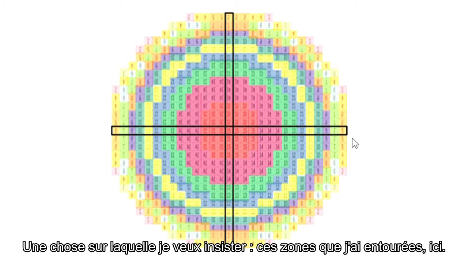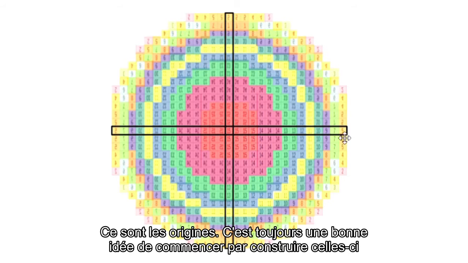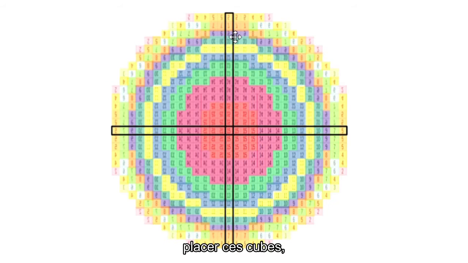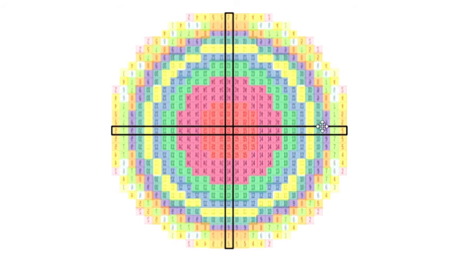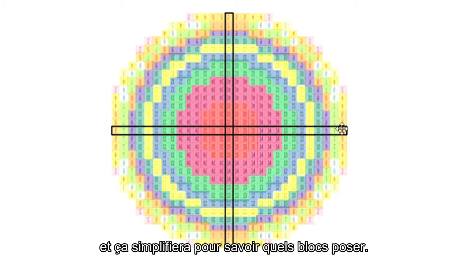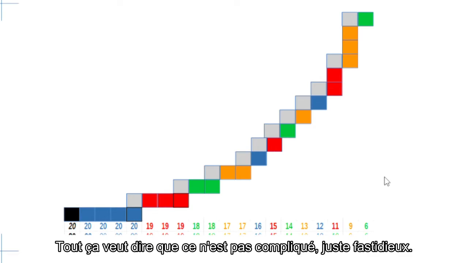One thing, though, on which I want to insist is these little areas that I overlined with rectangles here. These are the origins, so it's always a good idea to start by building these, placing these cubes, before doing the rest, because once we have set that up, you just have to go next to this one, and next to this one, and repeat the pattern, and that will make it actually easier to keep track of which blocks we put. So this is not really complex, but it can be cumbersome.